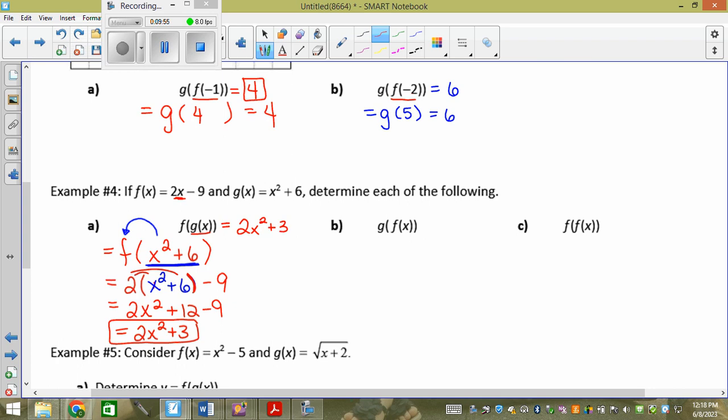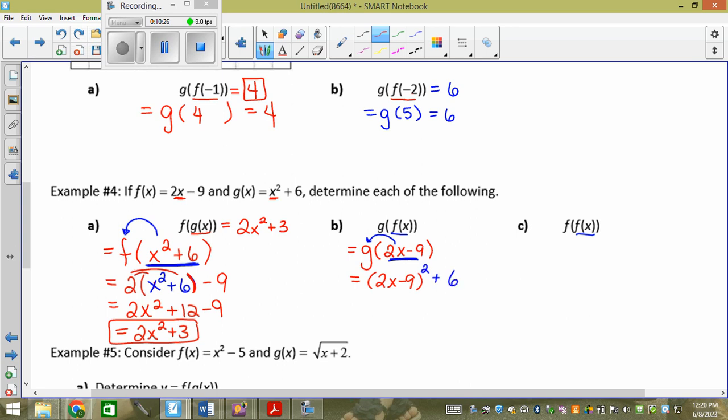Then we do g of f of x. Try those out quickly. So here we're going to have g of 2x minus 9. And then 2x minus 9 goes in for the x's in g. So my x in g is just this. And remember when you substitute in, you should always put things in brackets. So I'm going to get 2x minus 9 squared plus 6.